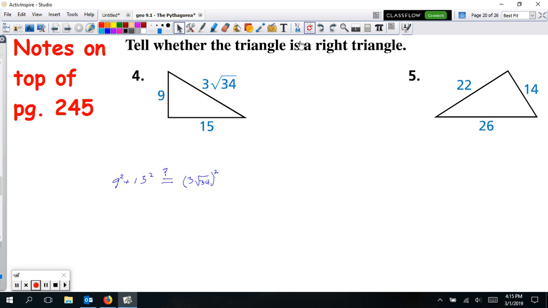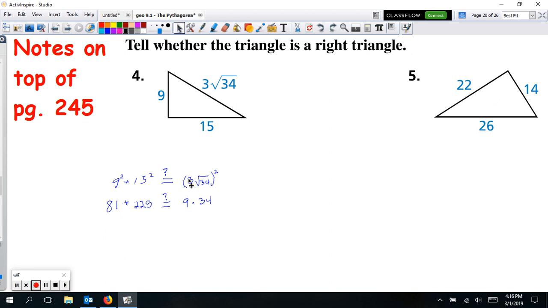So a squared plus b squared would be 9 squared plus 15 squared. We're asking a little question mark here: does it equal this c squared here, 3 square root of 34 squared? So we're going to do 9 squared, we know, and 15 squared is 225, so 81 plus 225. Does that equal this over here?